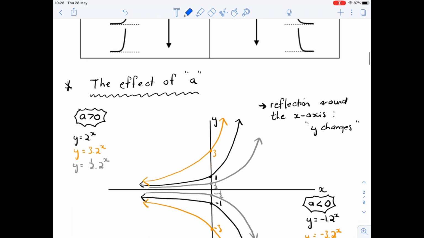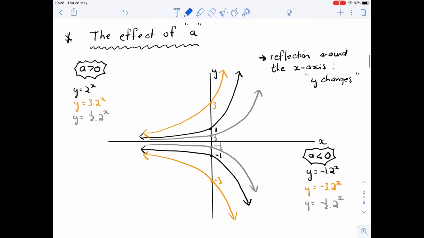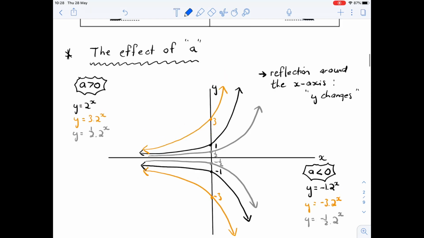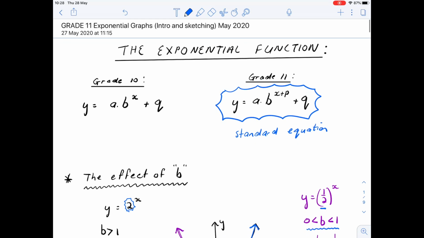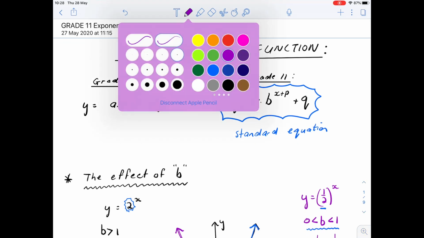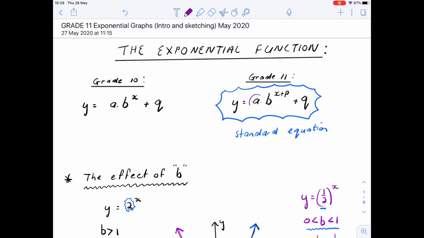Okay, now let's look at the effect of A. Let's go back to our original equation. So A is the number in front of the B. That's where your A is.